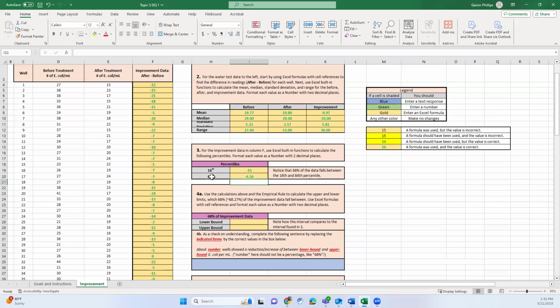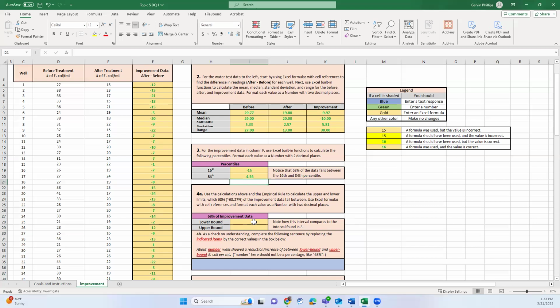And this is 68%, but we can also use the empirical rule. So we use calculations above and the empirical rule to calculate the upper and lower percentile. So that's going to be next. We're going to try to figure out what that would be. And so we're really looking at how far down we're going.